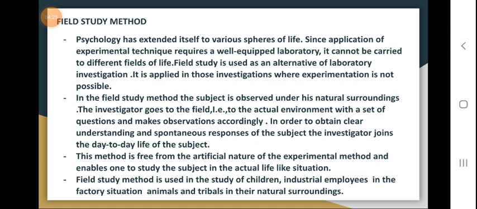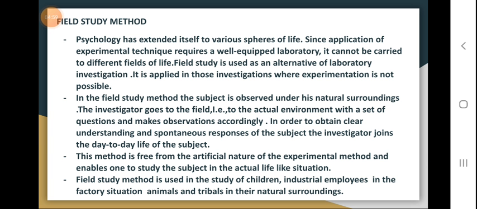Now, children, after this, let's study about the field study method. Psychology has extended itself to various spheres of life. Since application of experimental technique requires a well-equipped laboratory, it cannot be carried to different fields of life. Field study is used as an alternative of laboratory investigation. It is applied in those investigations where experimentation is not possible.